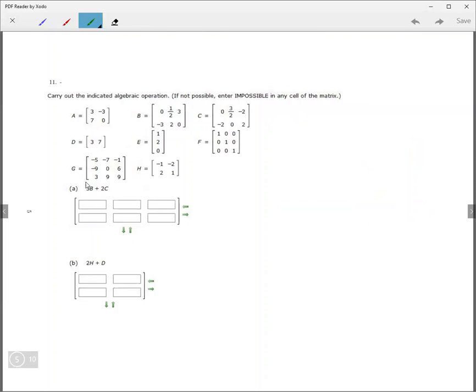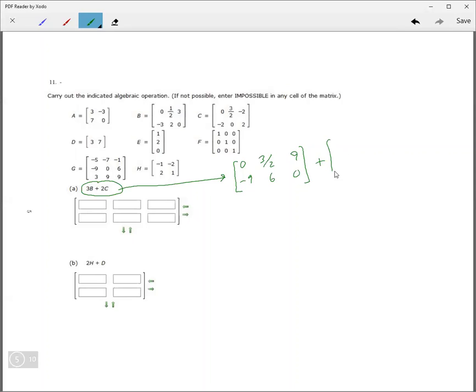Carry out the indicated algebraic operation. So here we have 3b plus 2c. Okay, so when we multiply, so here's b, here's c. They're the same size, so this is going to work, because multiplying by a scalar doesn't change it. So let's multiply everything here by 3 first. So that would be 0. This is 3 halves. This is 9. Multiplying this by 3, that's -9, 6, and 0.